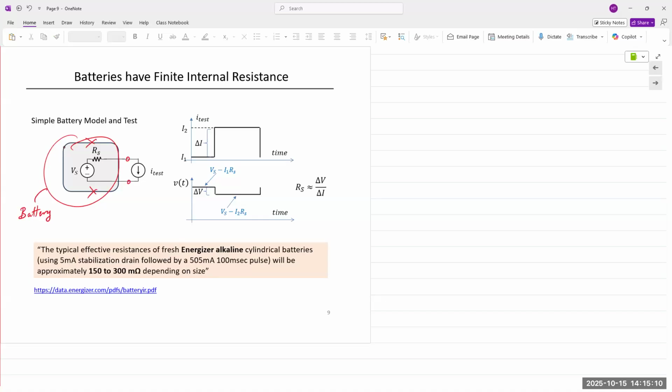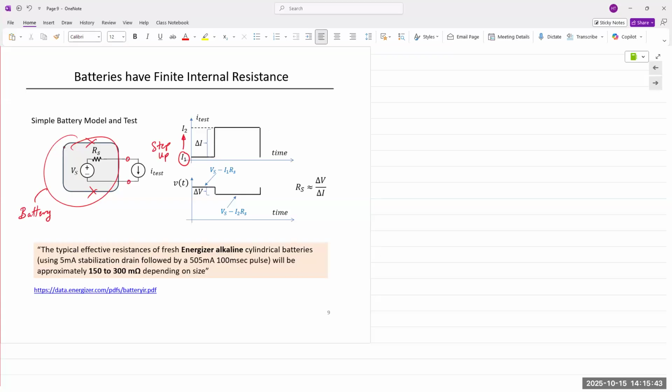Now this test current is applied in the form of a pulse, a step-up pulse. It's known as a step input because it goes up like that, kind of like a vertical line. If it goes up, it's a step up. If it comes down, it's a step down. Anyway, this is known as a step input.